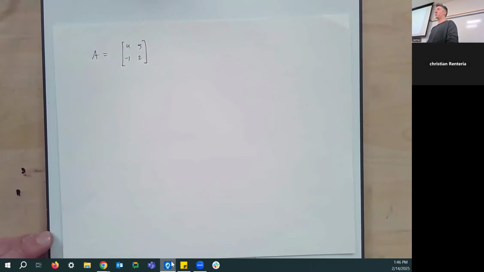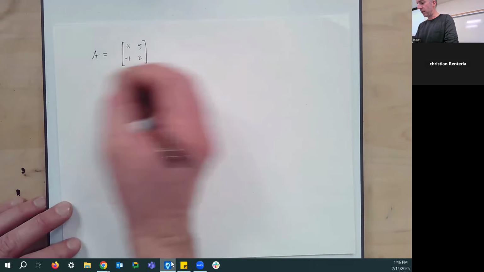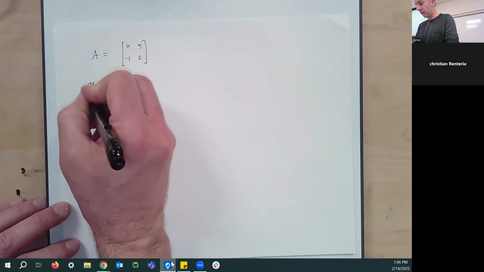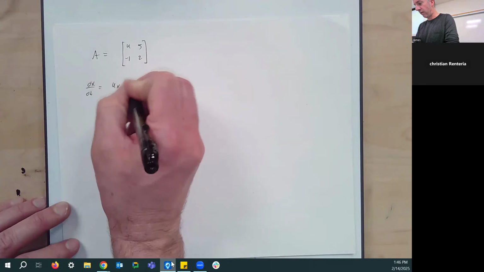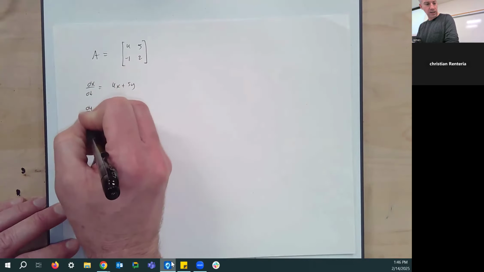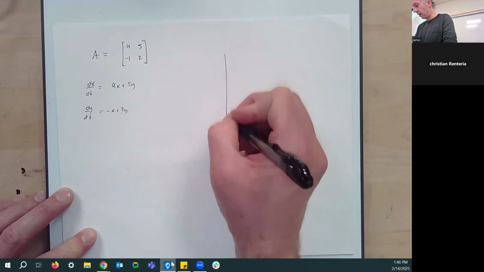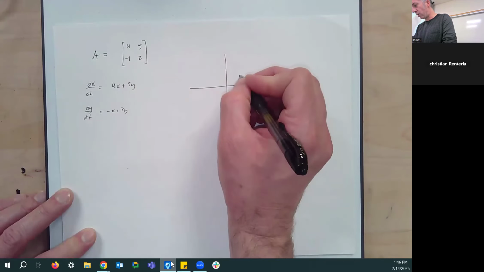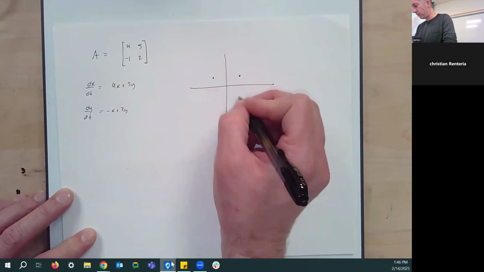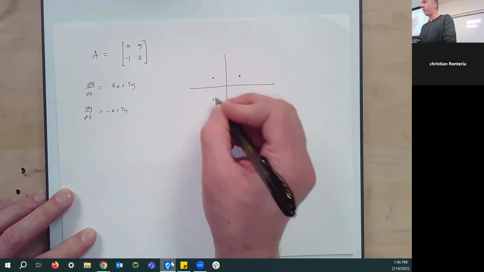And the way you can tell which way, so we know it's a spiral based on the eigenvalues, and the way you can find which way it's going to turn is by just plugging in a couple points. And remember, this is representative of our differential equations. dx/dt equals 4x plus 5y, and dy/dt equals -x plus 2y. I'm a fan of looking at the 4 points (1, 1), (-1, 1), (1, -1), and (-1, -1).